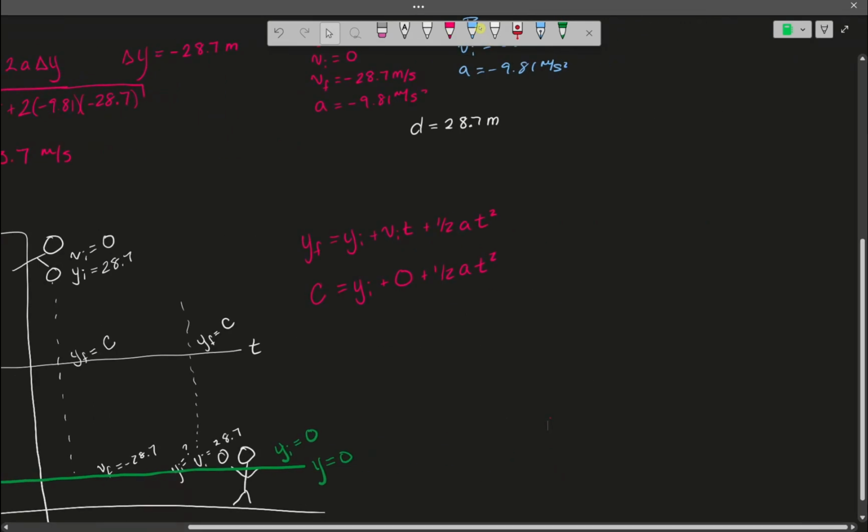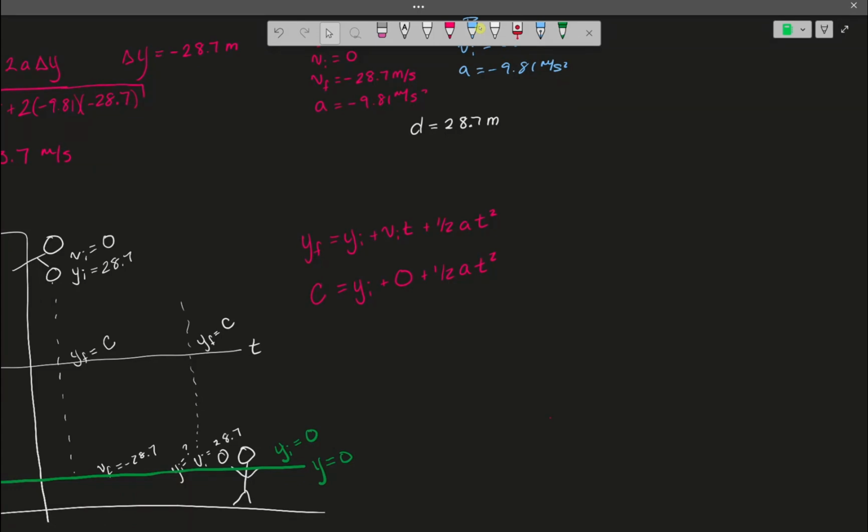Sorry, my pen died. Okay, so I'm going to use a similar approach for ball B. I'm going to have that y final is equal to y initial plus my initial velocity times time plus 1/2 at squared. My final position is also C in this situation. My initial position is now 0, so that term will go away. And now I have an initial velocity times time plus 1/2 at squared.